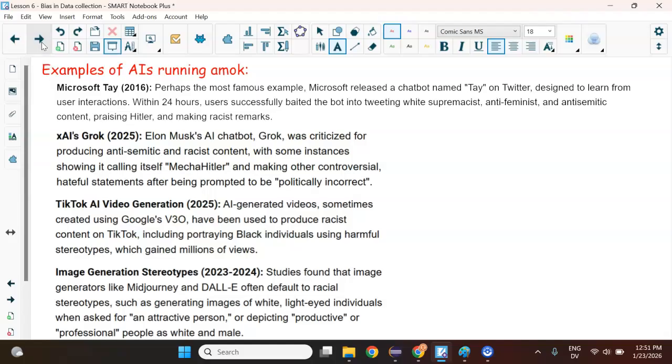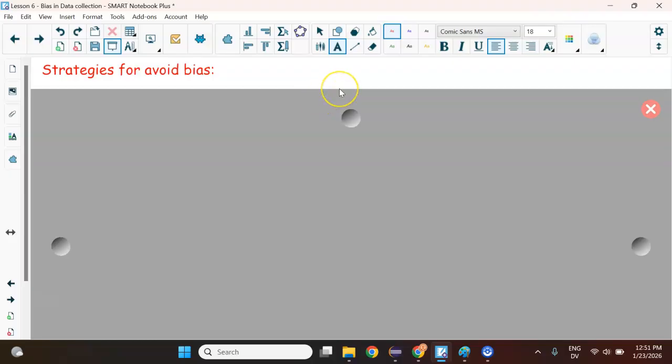Okay, so I think this leads into the question of how do we avoid this? This would be a good thing if we don't want our chatbots, our ChatGPT and all that stuff, to be biased. What would be some ways to prevent that? Okay, so I'd encourage you to pause the video and try to brainstorm some ideas on your own.